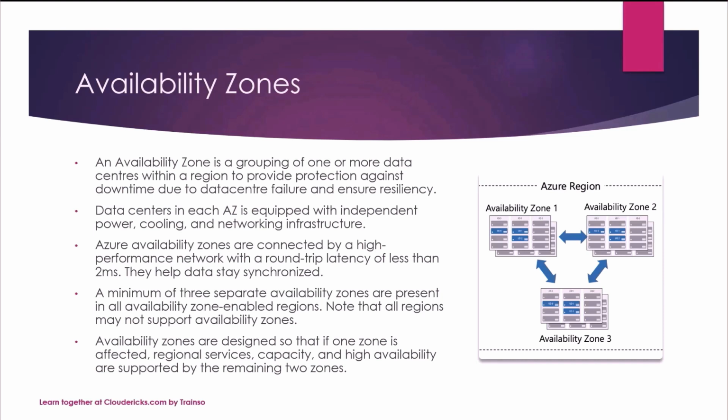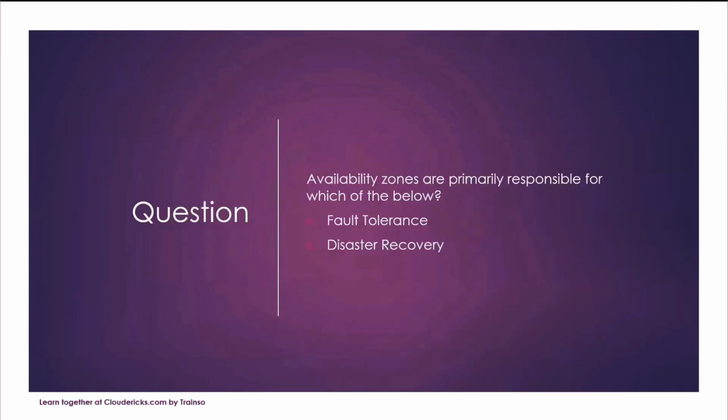A minimum of 3 availability zones are present in all availability zone-enabled regions. Please note that all regions may not support availability zones. Availability zones are designed so that if one zone is affected, regional services, capacity, and high availability are supported by the remaining 2 zones.